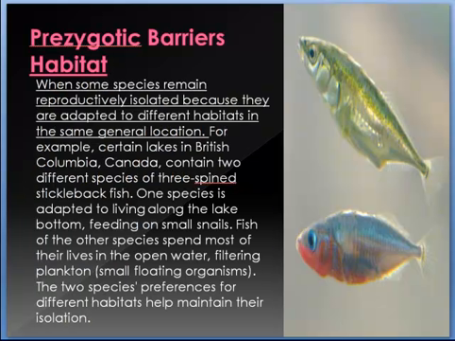Another type of pre-zygotic barrier is habitat. This type of pre-zygotic barrier occurs when some species remain reproductively isolated because they are adapted to different habitats in the same general location. For example, a certain lake in British Columbia, Canada, contains two different species of three-spined stickleback fish. One species is adapted to living along the lake bottom, feeding on small snails, and the other species spends most of their lives living in the open water, filtering phytoplankton or small floating organisms.